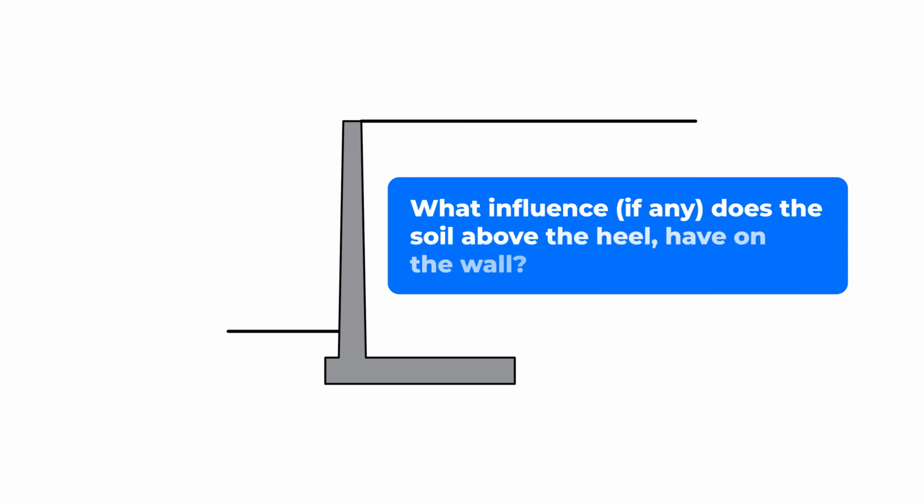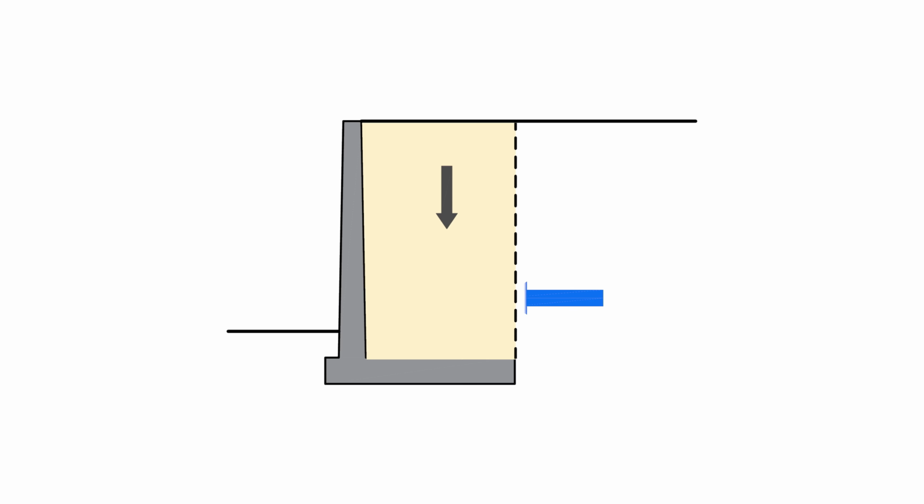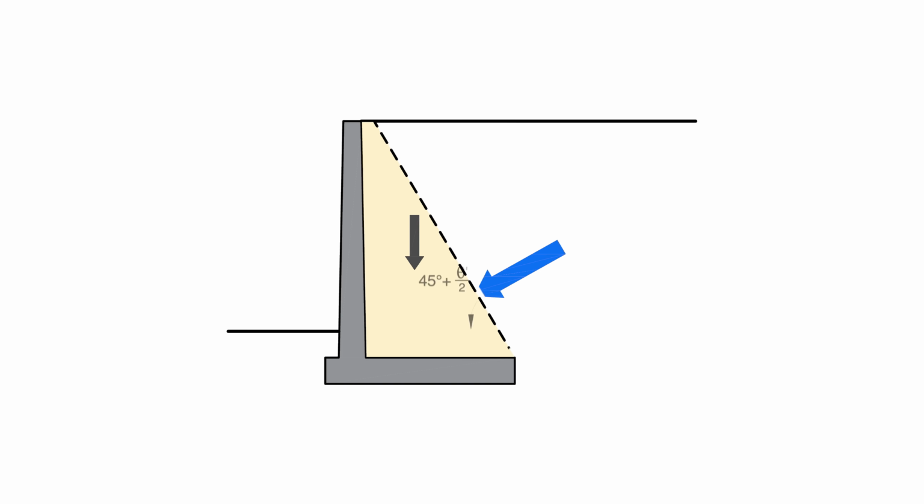And what influence, if any, does the soil above the heel have on the wall? Depending on what engineering text you are looking at, you might see this type of wall depicted as a vertical back drawn through the soil starting at the back of the heel. Others show the wall defined by a sloped line aligning with the Rankine active failure plane that starts at the back of the heel. Using Wall in a Box, we can model a simple cantilever wall.